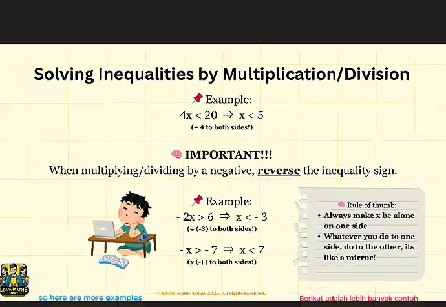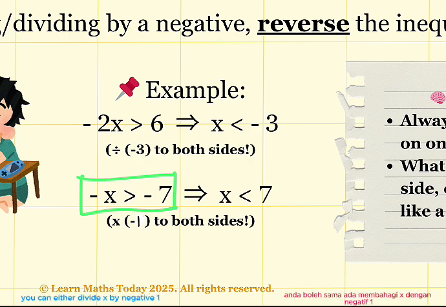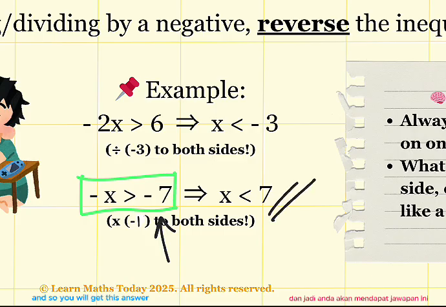So here are more examples. If you see this, don't worry, you just have to isolate x, remember. So to make negative x into x, you can either divide by negative 1 or multiply by negative 1. And remember the mirror rule. If you multiply by negative 1 on the left, you have to multiply by negative 1 on the right. And so you will get this answer.